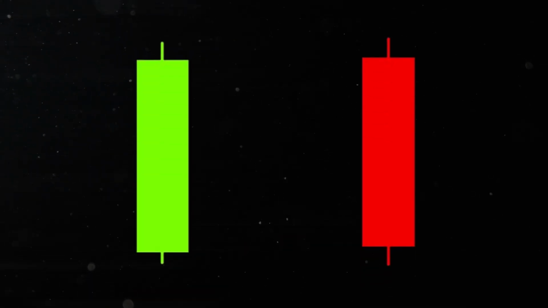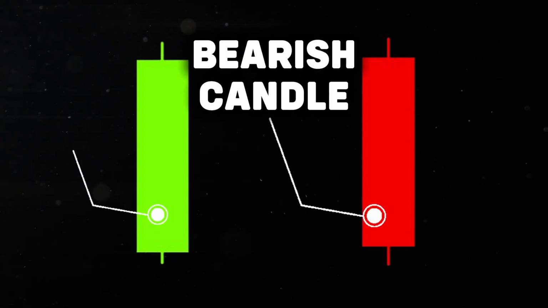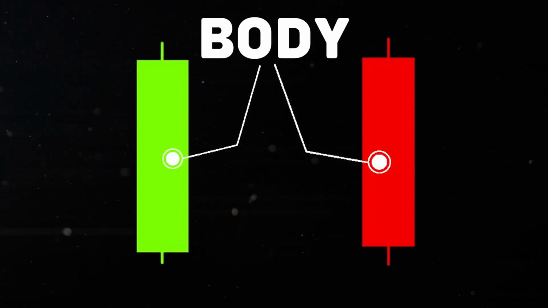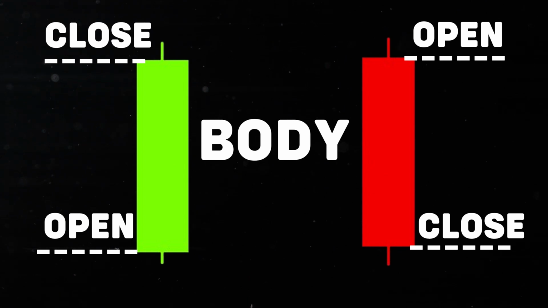So, here, we have 2 candles on our screen. The red one is called the bearish candle, and the green one is called the bullish candle. This thick part is called the body. The body shows where the price opened and where it closed during a particular time.